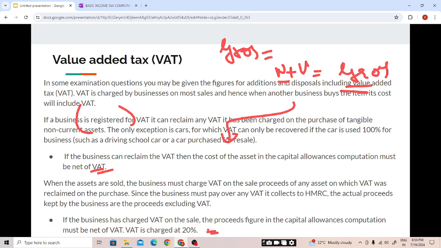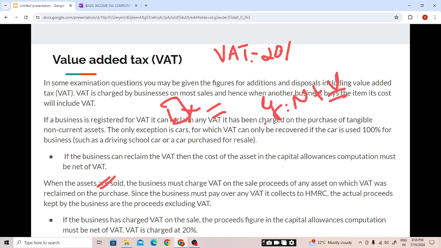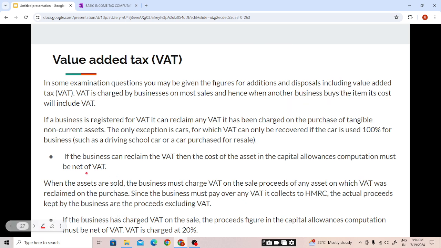VAT is charged at 20%. So the VAT percentage is, students, 20%. If we are registered for VAT and we are able to claim it, the cost of the asset we need to use is net of VAT. Net of VAT means only the original cost. We should not include the VAT amount. Gross is net plus VAT. This you need to have an understanding of.